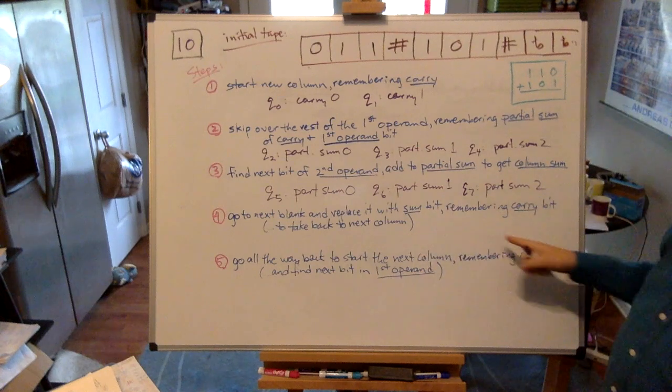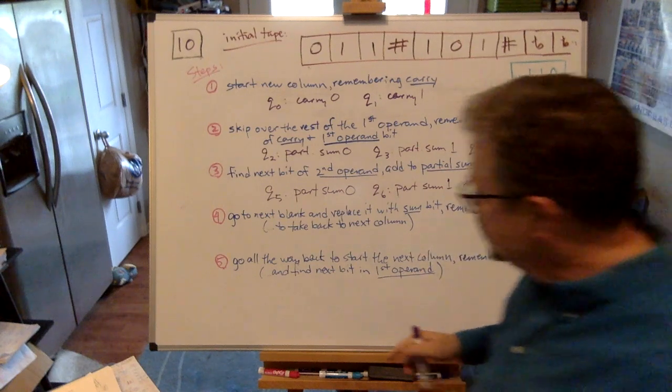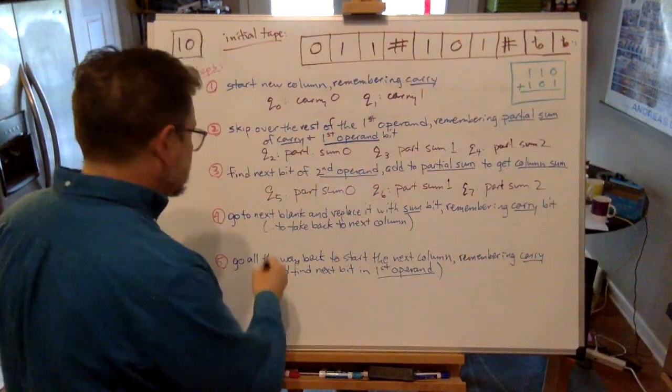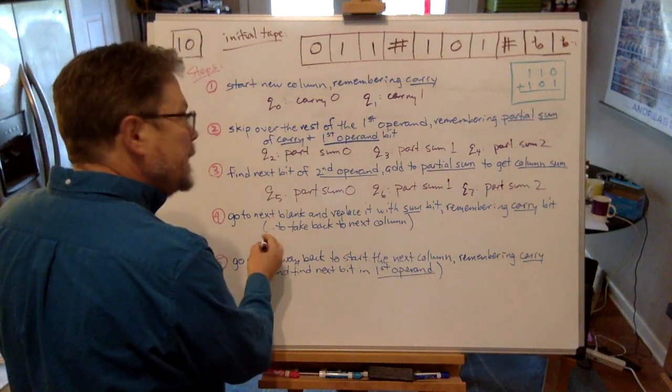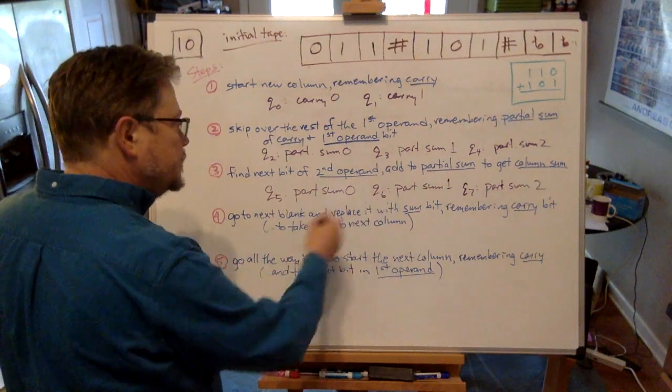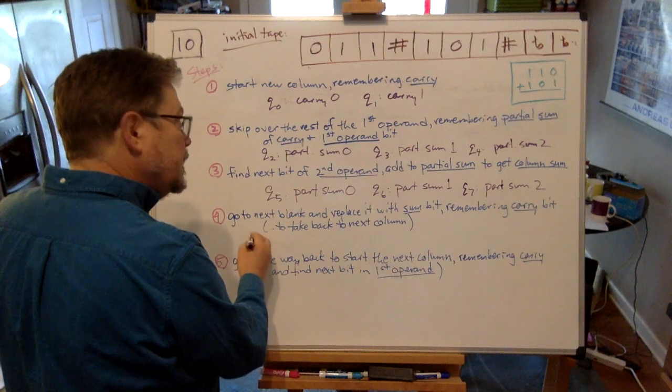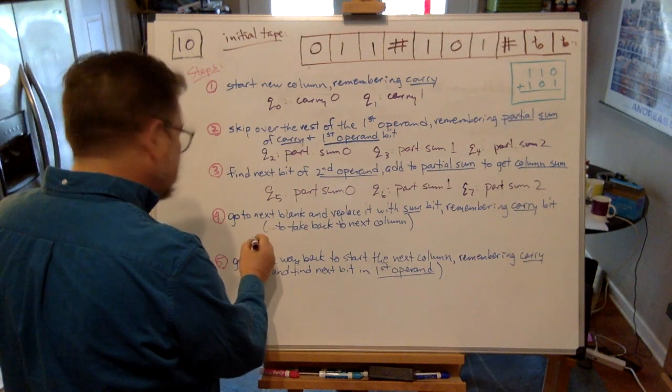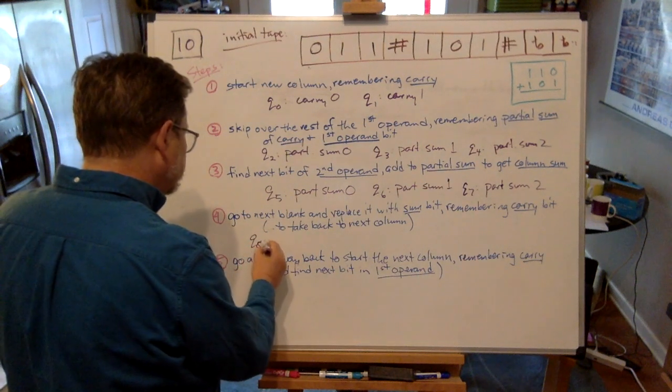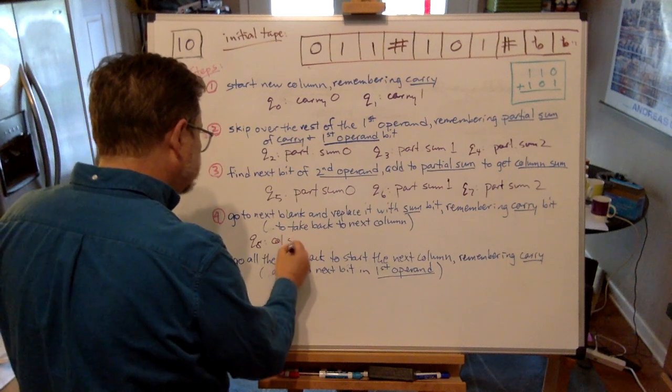So yes, step 4 is going to require 4 states because it's got to remember the entire column sum. And I'm going to write these in binary rather than the 0, 1, 2. And I hope I can explain why after I get it. Q8 column sum.